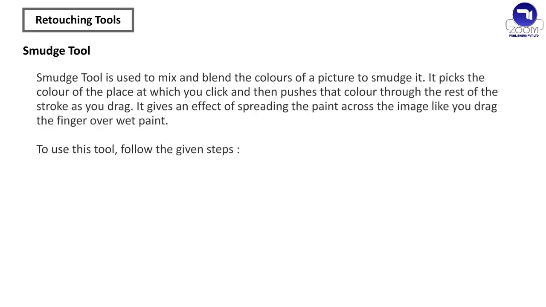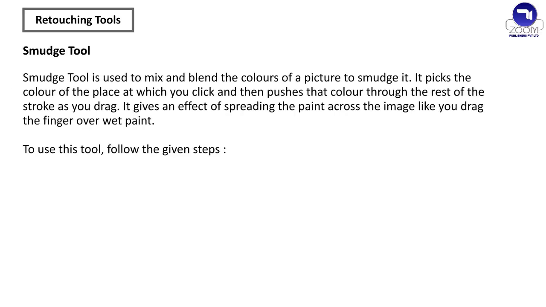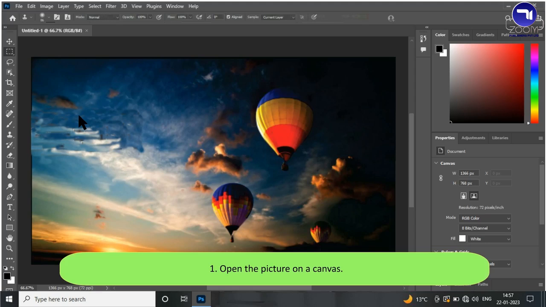Smudge tool. Smudge tool is used to mix and blend the colors of a picture to smudge. It picks the color of the place at which you click and then pushes that color through the rest of the stroke as you drag. It gives an effect of spreading the paint across the image like you drag the finger over wet paint. To use this tool, follow the given steps.